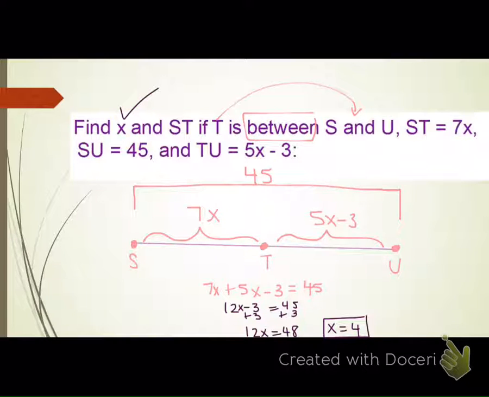Harmony, what do I still have to find? How do I find ST? So it says ST is 7x. What can we do? So ST is 7x. What do we know about x? So what can we do for x? So multiply it by 4. So we do 7 times 4, which is 28. So we found both the things it was asking for.